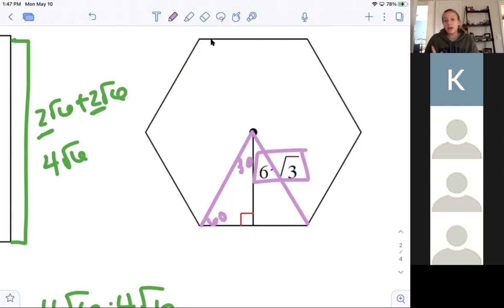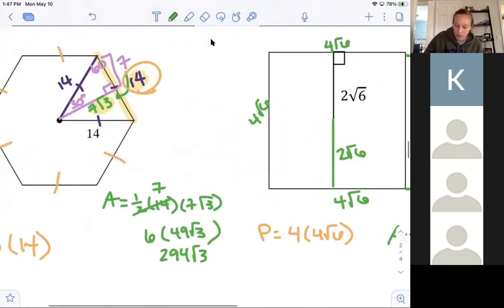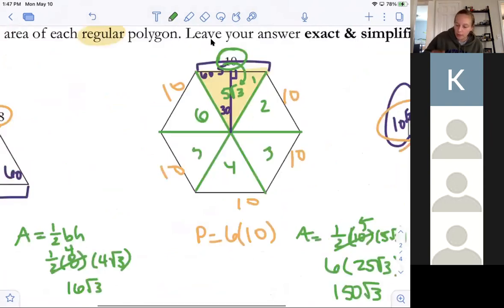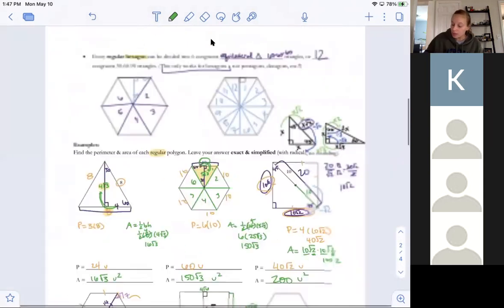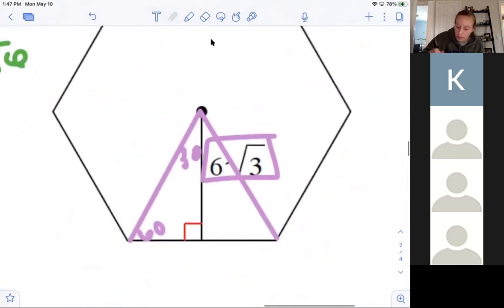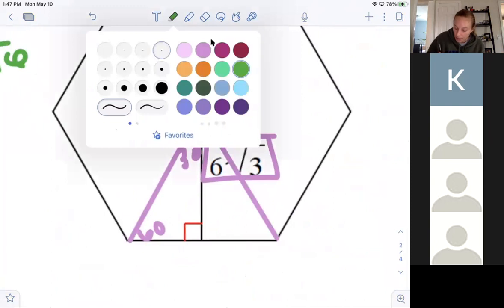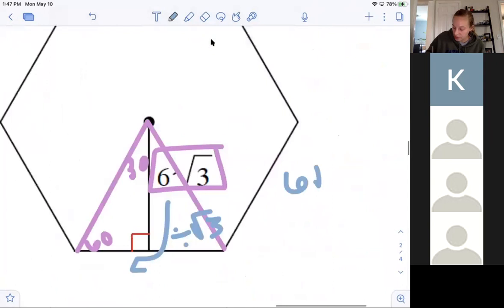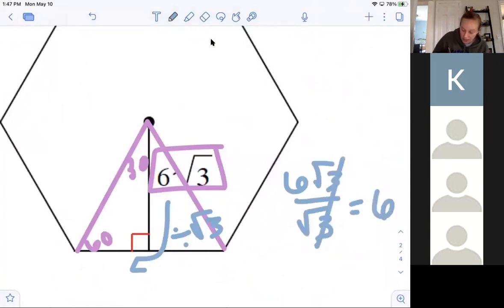What we need to do is find the short leg. We've gone the other way around. We multiplied by √3 to go from 7 to 7√3. Up here, we multiplied by 4 to get 4√3. Over here, we multiplied by 5 to get 5√3. Now we're going to go backwards, and the opposite of multiply is divide. So instead of multiplying, I'm going to divide my 6√3 by √3. 6√3 divided by √3, my √3s just cancel, and I'm left with 6.